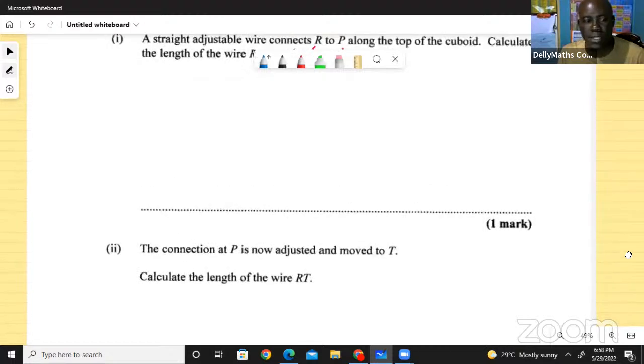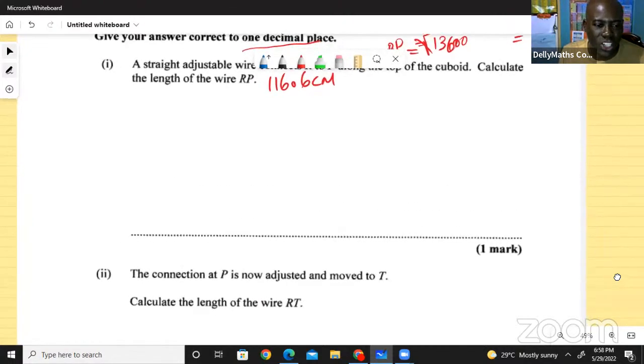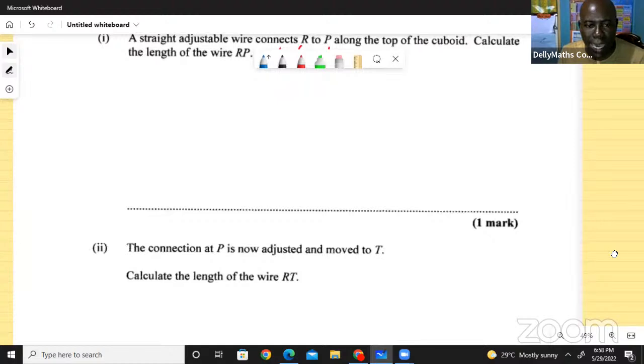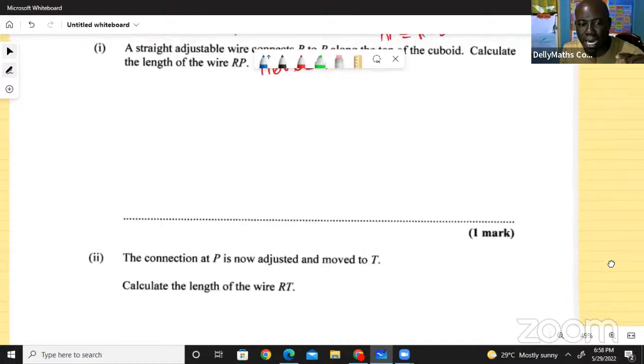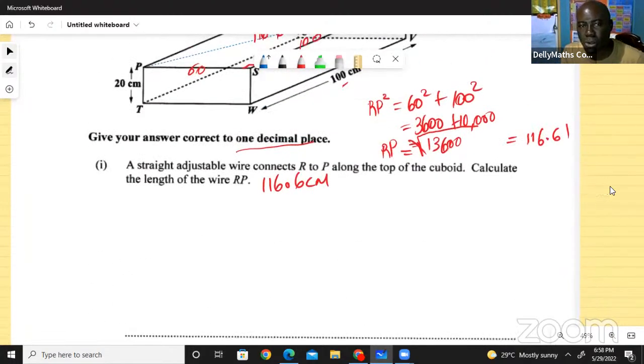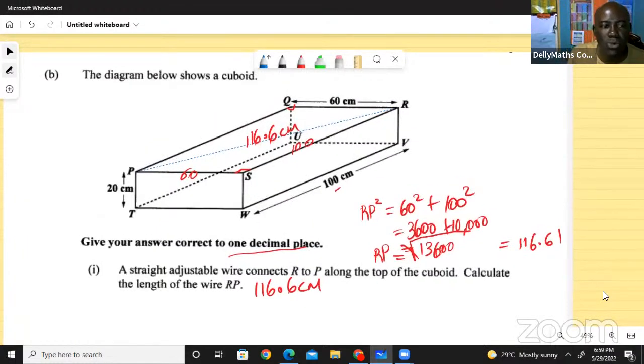So I'm going to go up and down this diagram. It says the connection at P is now adjusted and moved to T. So we're going to move that thing at P and move it down to T. And then we want to look at RT. I'm going to move this. I wanted to see what's going on. I'm going to take off these numbers so you can see clearly and understand what's going on.